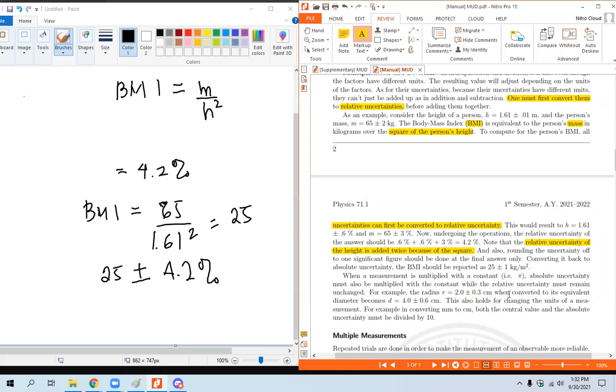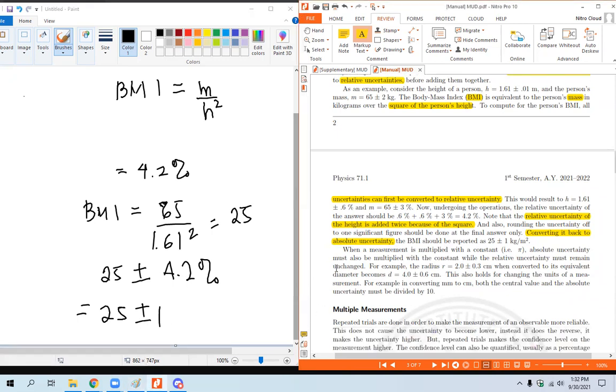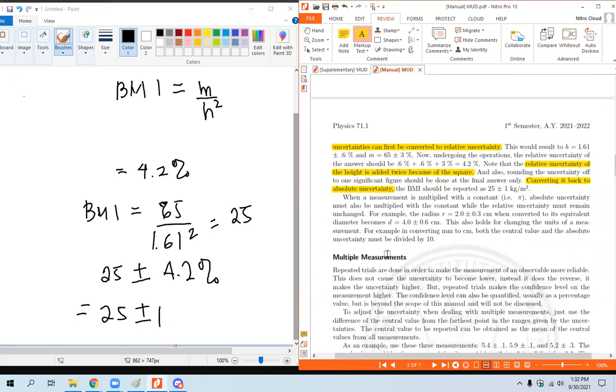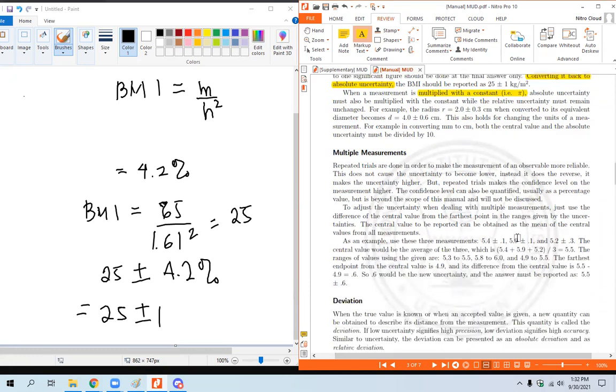Ngayon, the final step would be to convert it back to absolute. So the final answer would be 25 plus minus 1. That's it. So one other thing to remember sa multiplying uncertainties, kapag may constant na multiplied, this entire paragraph can be summarized to just multiply the constant to the uncertainties as well. No problem with that. Next is multiple measurements.